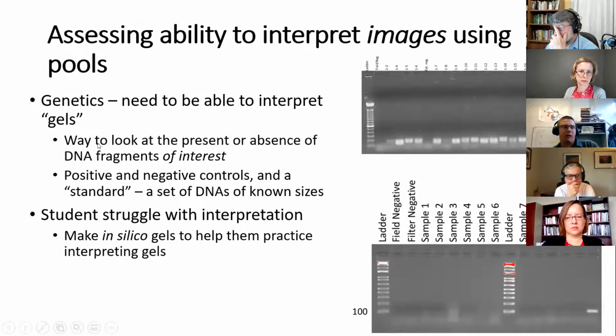In genetics, one of the things that students need to do is be able to interpret these things called gels. These are two pictures of gels here, and really they're ways to look at the presence or absence of DNA fragments of interest. I say of interest because sometimes DNA fragments in the gels show up that aren't of interest, and where they show up matters, and that's confusing for students.